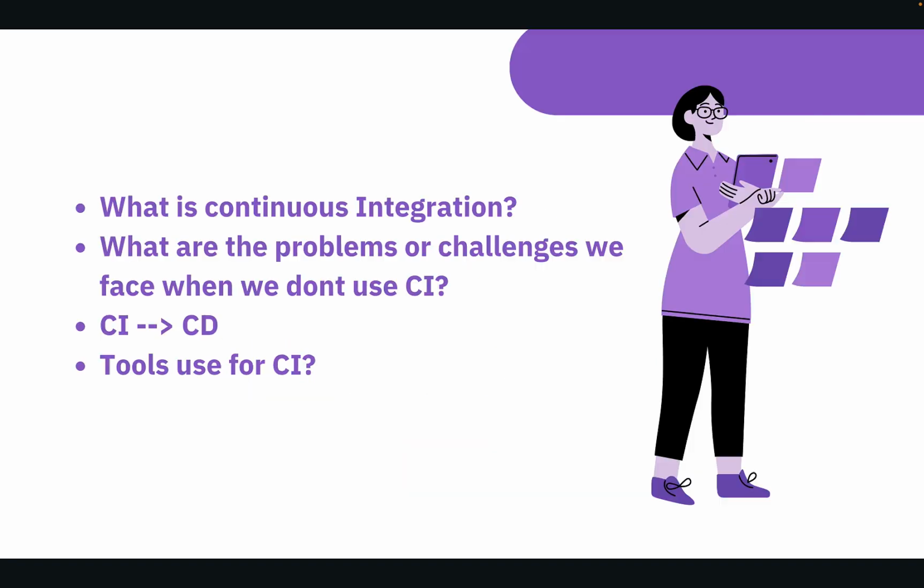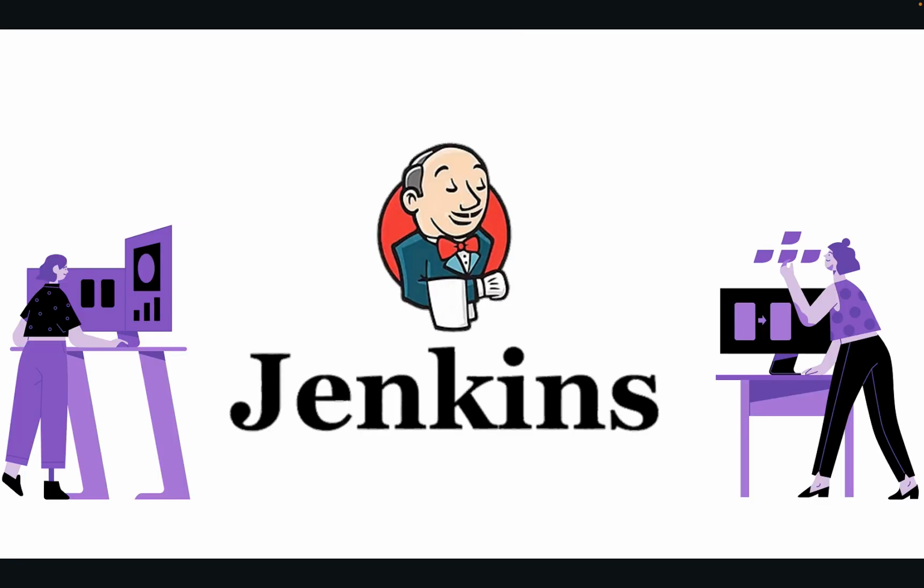Once again we will discuss: what is continuous integration? What are the problems we face if we don't use CI? And how we connect CI with CD, and why CD, I mean continuous deployment or continuous delivery, requires CI. The tools that we use for continuous integration: Jenkins is the mostly used CI tool, as I already explained. Nowadays, recently, so many people are using GitLab as well.